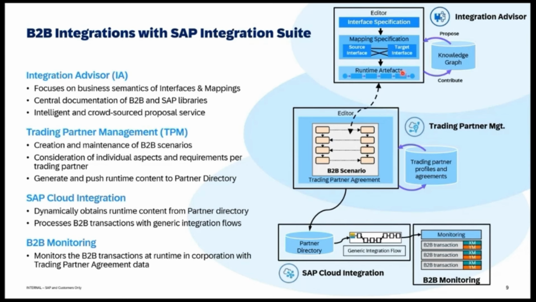MIG and MAG are a part of runtime artifacts, which when activated are pushed to the partner directory on SAP Cloud Integration via the trading partner management. Now, trading partner management is another such capability wherein you can onboard your trading partners. You can create the sender identifier and receiver identifier to identify the sender and the receiver systems. And you can also create the sender and receiver communication channel.